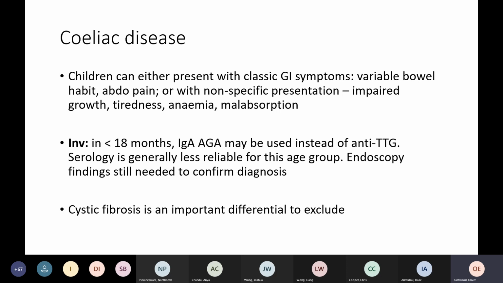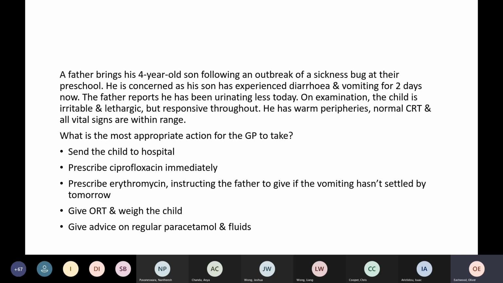The other thing is that in the very young, below 18 months, sometimes your anti-TTG isn't that reliable, and there's another antibody sometimes used called AGA. But everything else is pretty much the same as 4th year, and you can apply it in children. On to the next SBA.